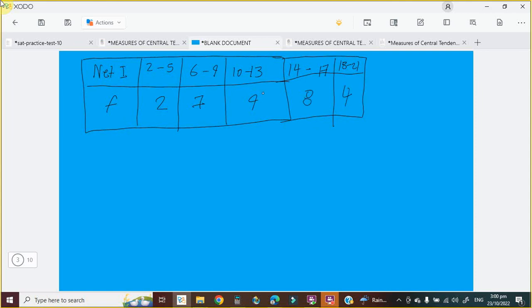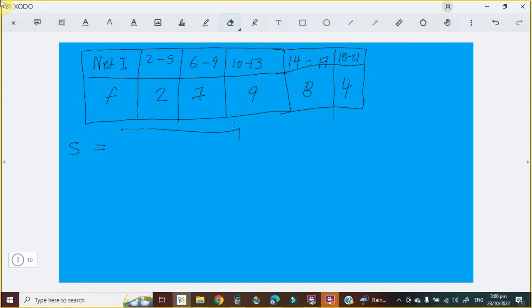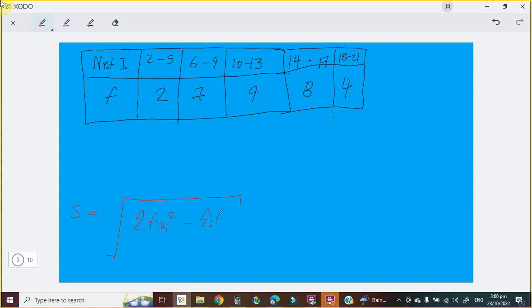So now we're going to use the standard deviation formula that tells us standard deviation is equal to the square root of, let me not write it so close, because I'm going to need to extend the table. So the standard deviation is equal to the square root of the sum of fx square minus the sum of fx all square divided by n, over n minus 1.